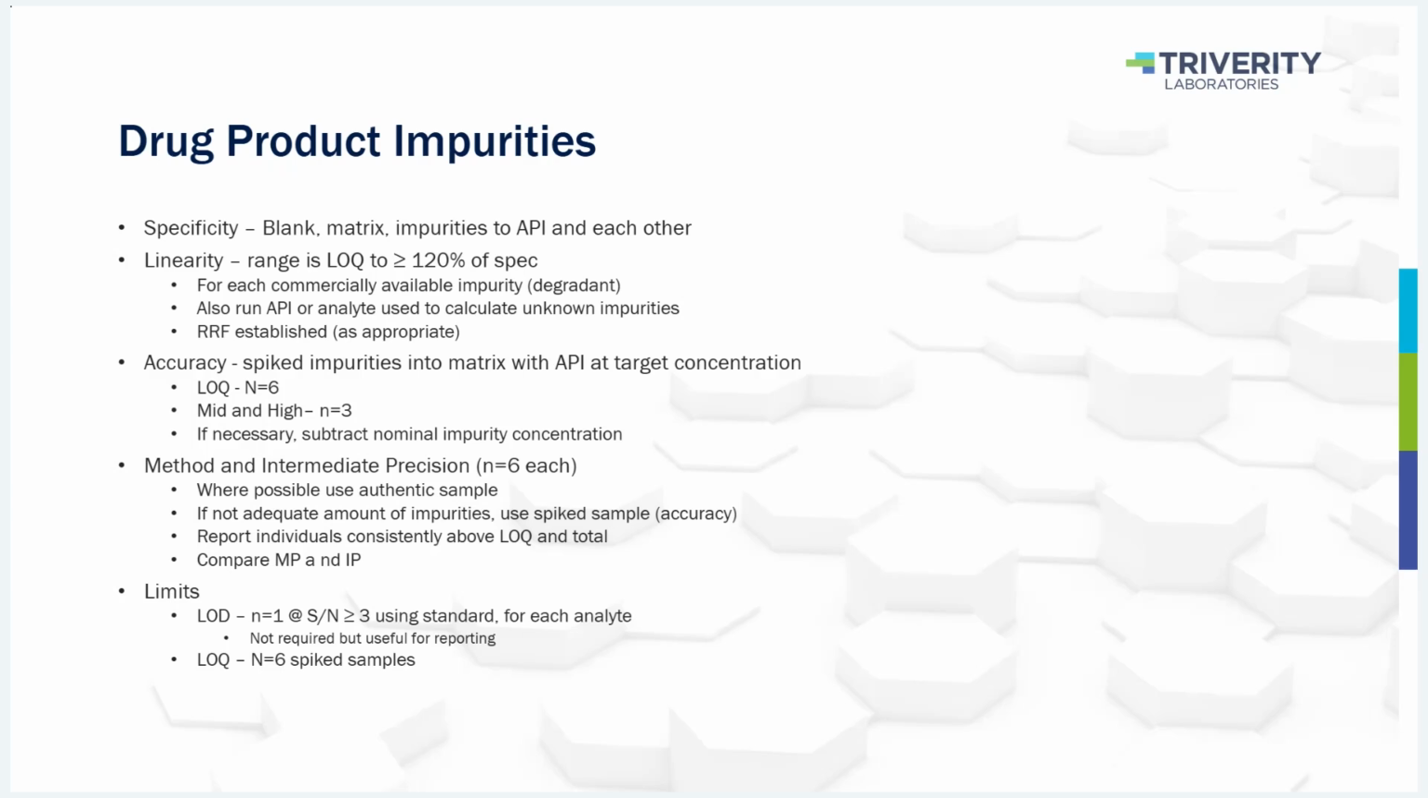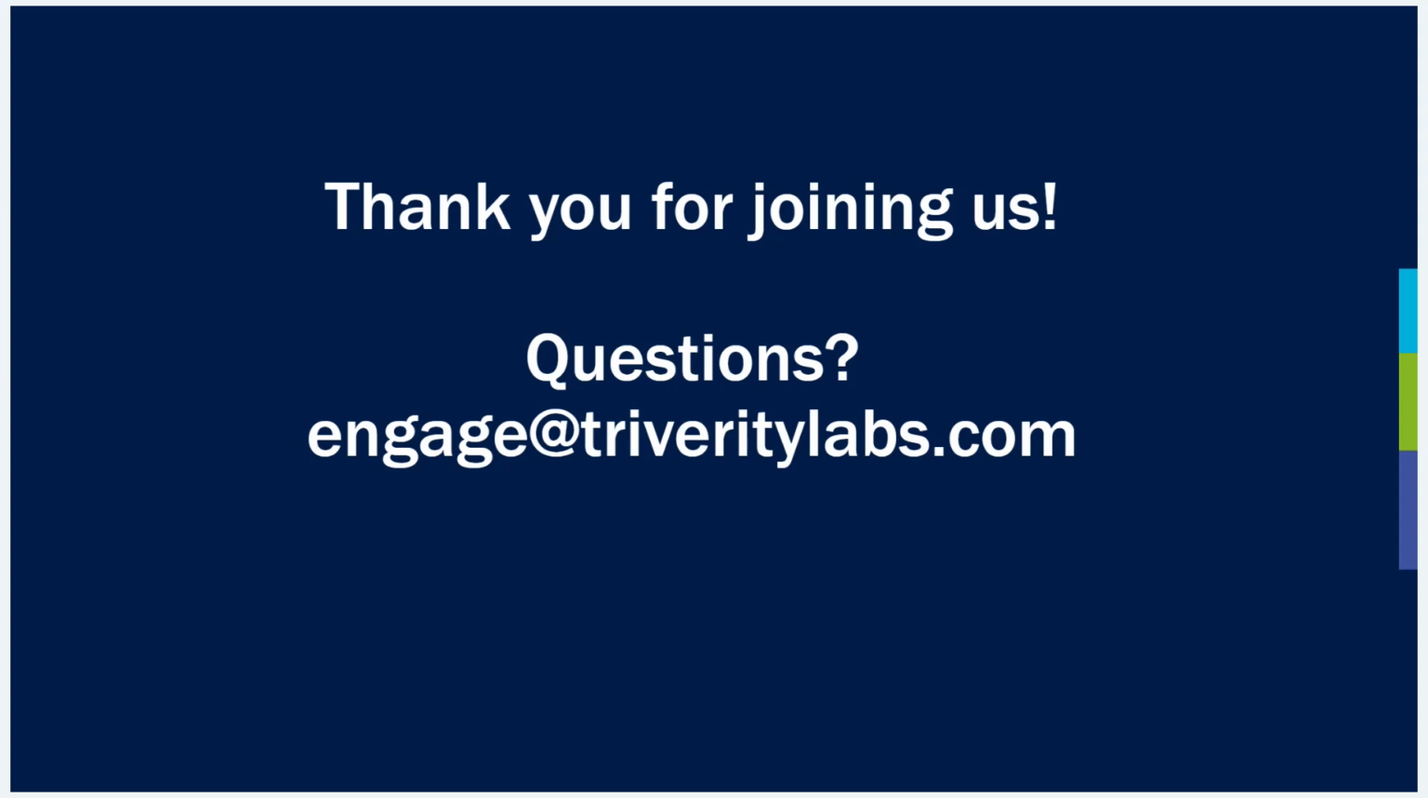Again, comparing method precision and intermediate precision, in this case, pooled RSD. Same thing about the limits, the LOD: you can spike into the matrix, maybe without the API in this case, or just run the spike sample or spike standard. And then LOQ, n equals 6 of spike samples. We need the signal to noise, RSD, and recovery at the LOQ. And that is it.